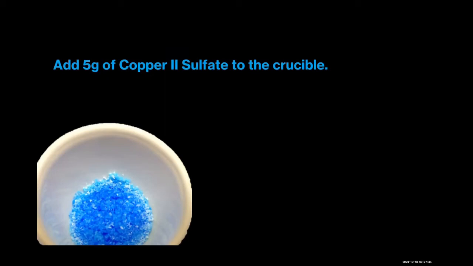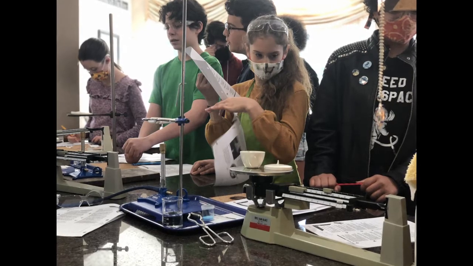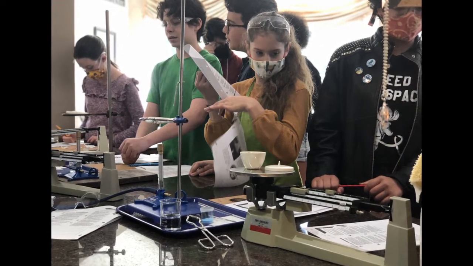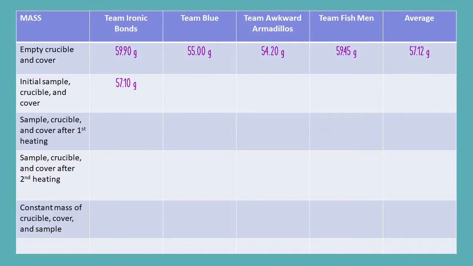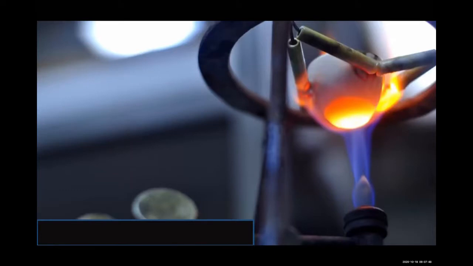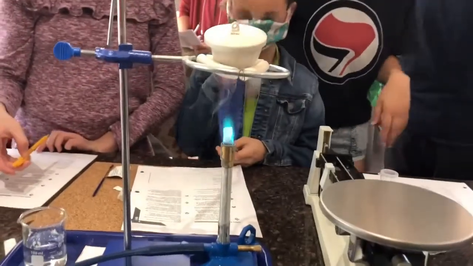Add 5 grams of copper(II) sulfate to the crucible. Determine the mass of the crucible, lid, and copper(II) sulfate sample. Heating the crucible, lid, and sample. Good so far. You can increase your flame a little if you want. You're about at that point.